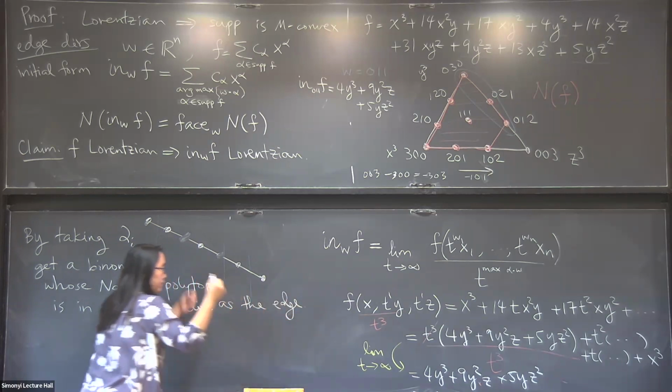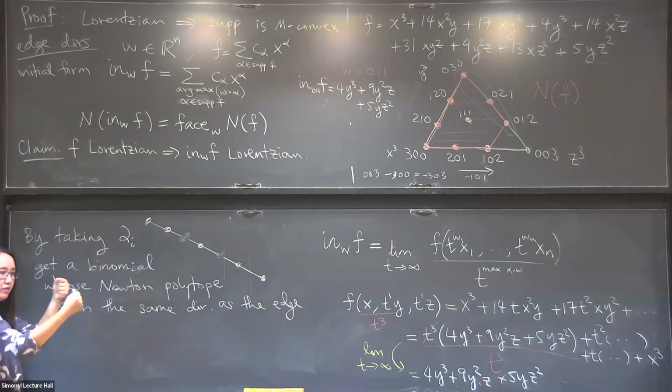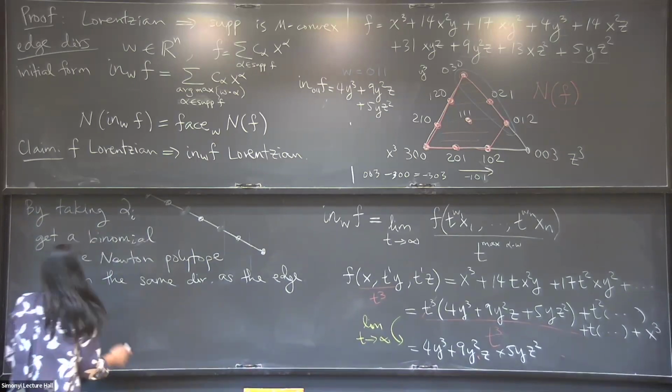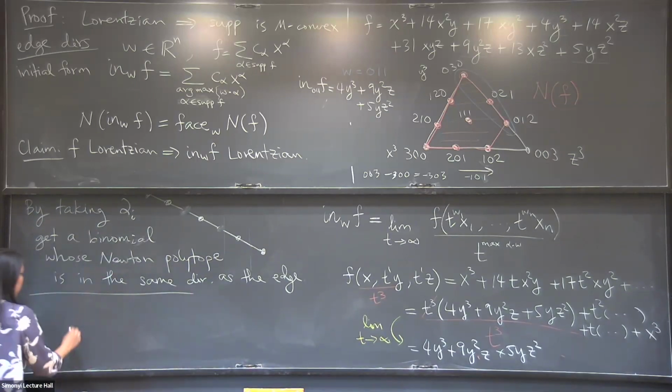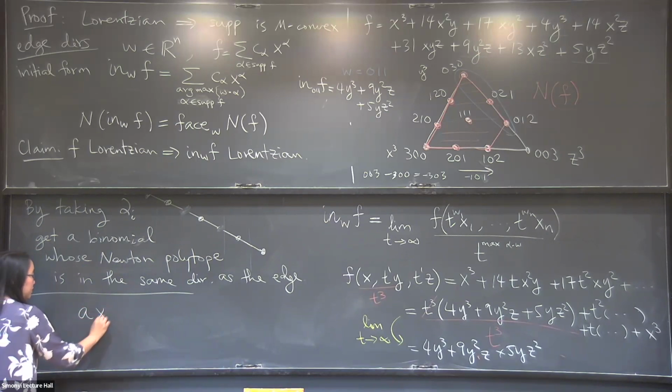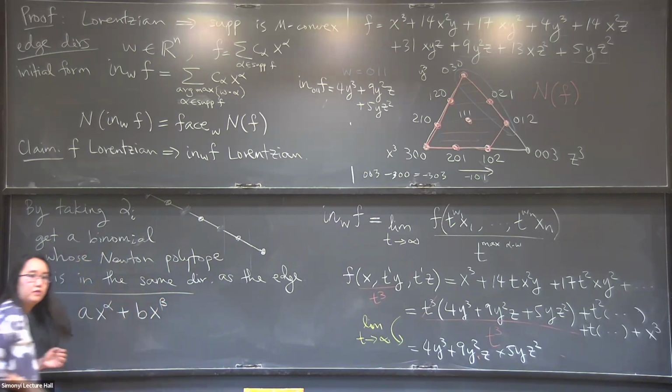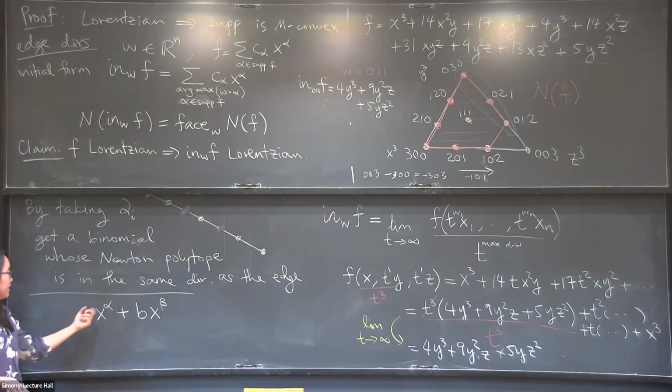Taking a partial derivative doesn't change the direction, it shifts things down, and then it sort of chops off things at the end. So binomials, what do binomials look like? Something like a times x to the alpha plus b times x to the beta, right? And taking further partial derivatives, say if both alpha and beta contain x1, you can take a partial with respect to x1.